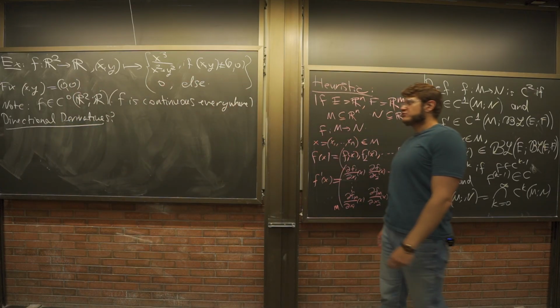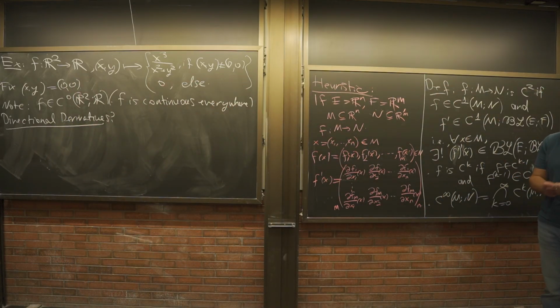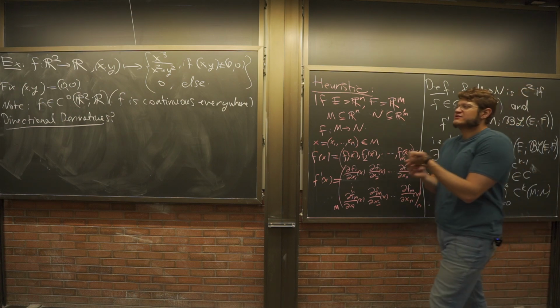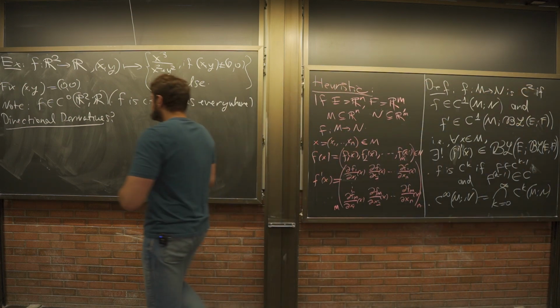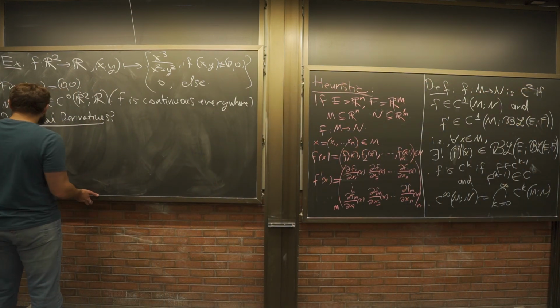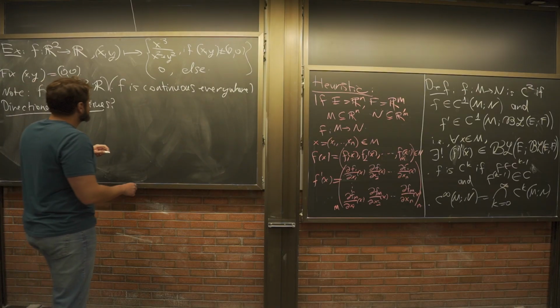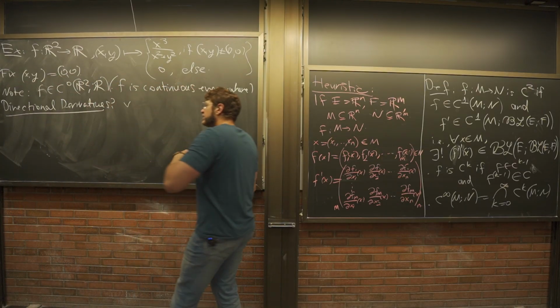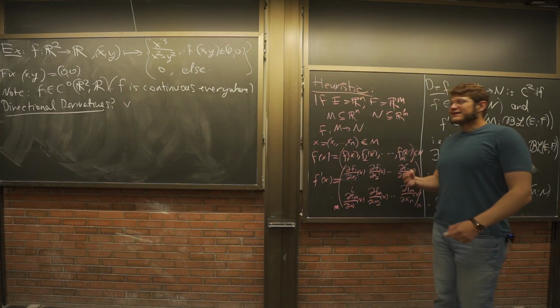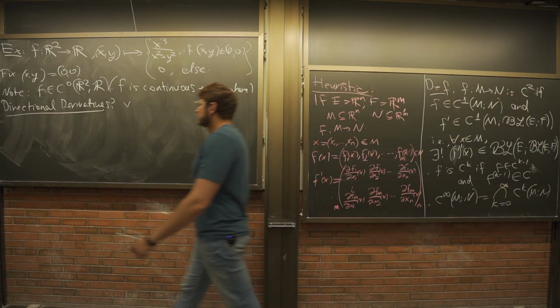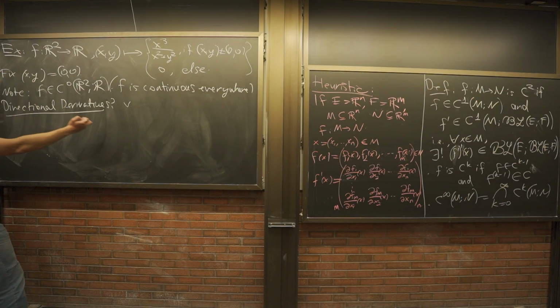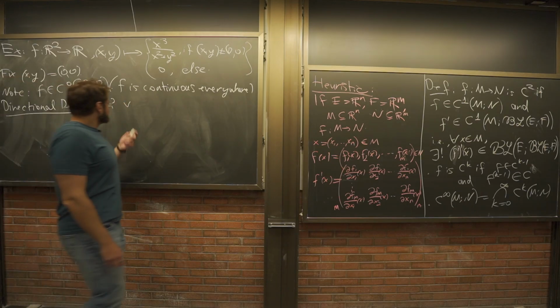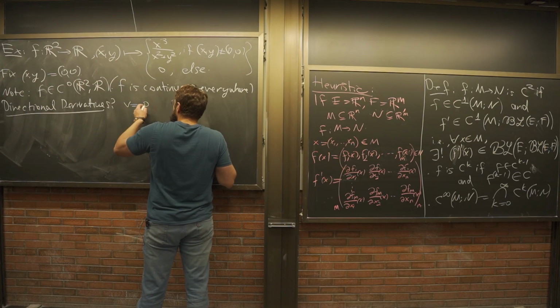At the origin, at 0, 0. How do I compute the directional derivatives? Well, I need to take a certain limit. Let's recall the definition. For a directional derivative, not only do I need to fix a position, but I also need to fix a direction, a velocity. So let's call it v equals pq.